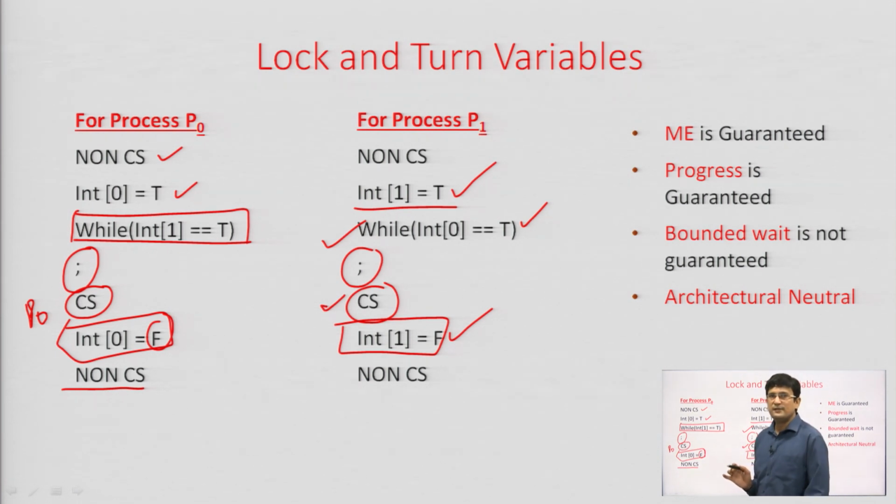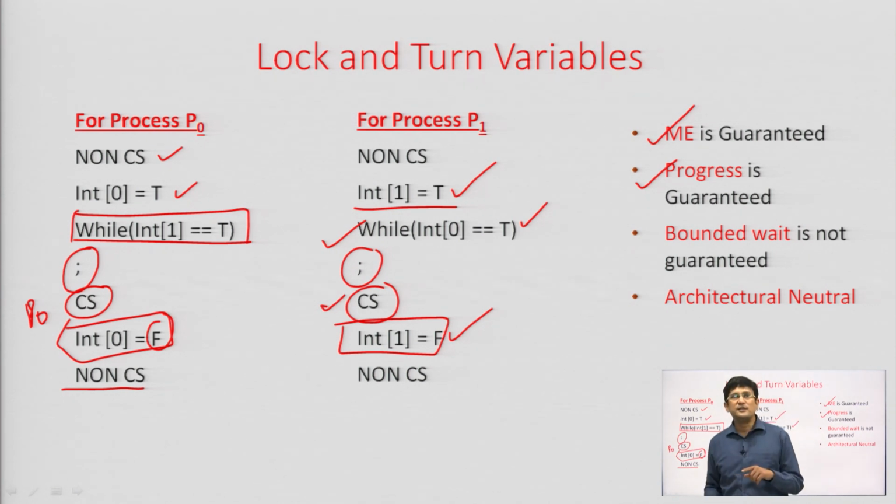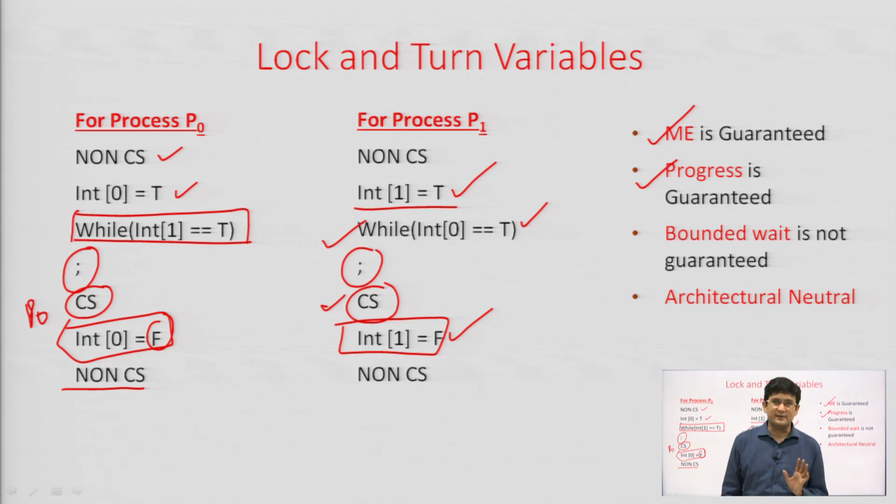Fine. So, it is the solution in which the interest is also taken for a process. Now, here obviously the mutual exclusion is guaranteed, only one process can enter the critical section. Progress is also guaranteed. If a process wants to enter the critical section, then only it will set its interest. If a process does not have to enter the critical section, it will not set its interest.